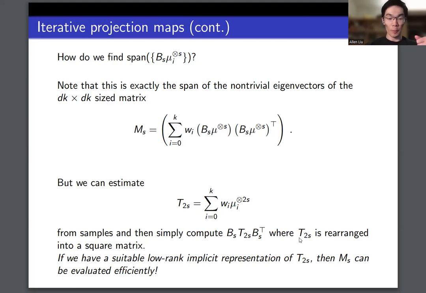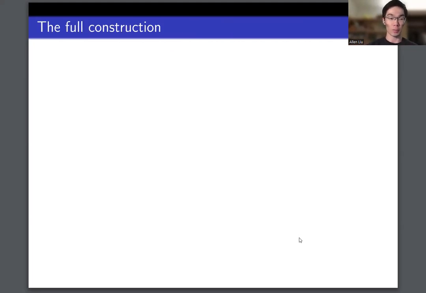Now, the projection map B_S can be efficiently applied by the inductive hypothesis to any rank 1 tensors. So if we have a suitable low rank implicit representation of T sub 2s, then we can compute this matrix M sub S efficiently. This is actually highly non-trivial, but I'll just gloss over it now and say that from samples, we can construct this low rank representation.